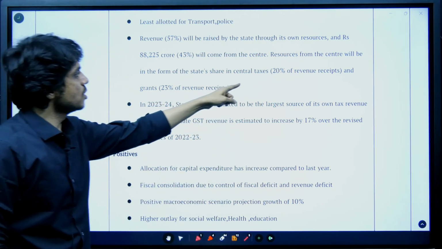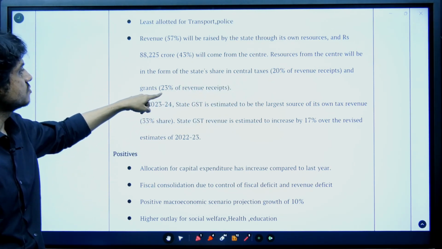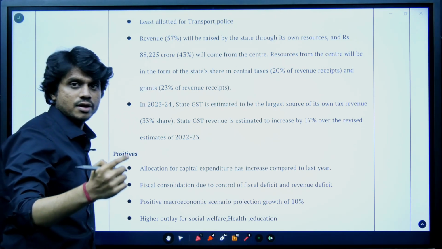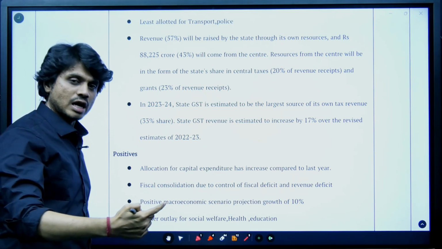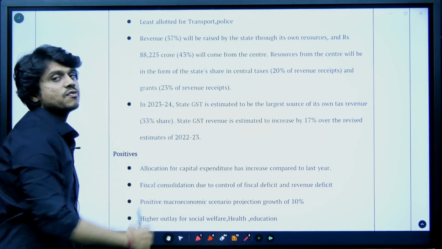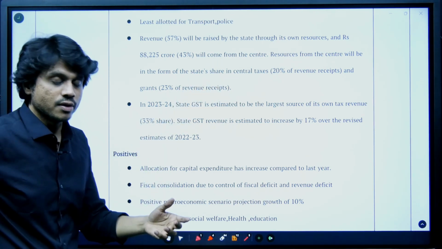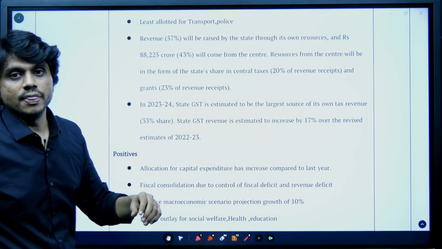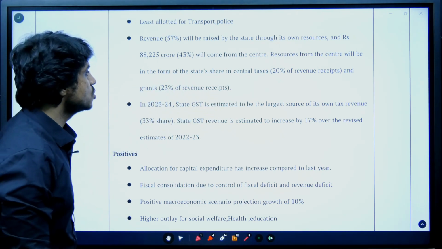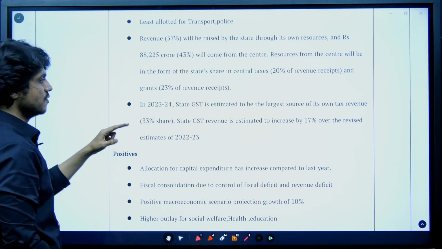So under this you will get central taxes in the form of 20%, and you are also getting grants of 23%. Now what are these grants? You have seen the provision, the revenue deficit grants. The Andhra Pradesh government is facing a revenue deficit. Apart from these compulsory statutory provisions, the finance commission also recommends certain grants for the well-being of the state. One such grant is the revenue deficit grant. Under those provisions, the state government is getting 23% of the revenue.